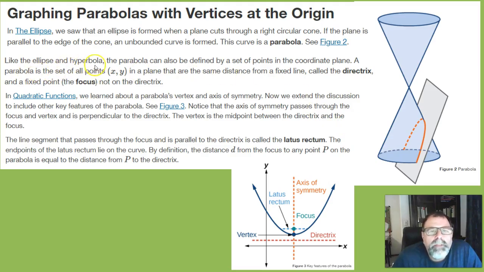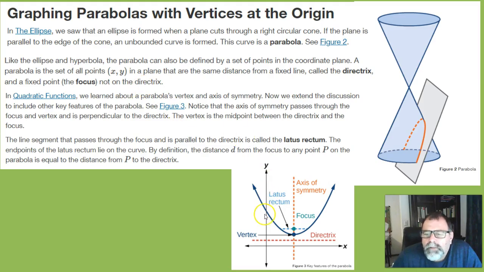Okay, like the ellipse and hyperbola, the parabola can be defined by a set of points in a coordinate plane. A parabola is a set of all points x and y in a plane that are the same distance from a fixed line, called the directrix, and a fixed point, the focus, not on the directrix.